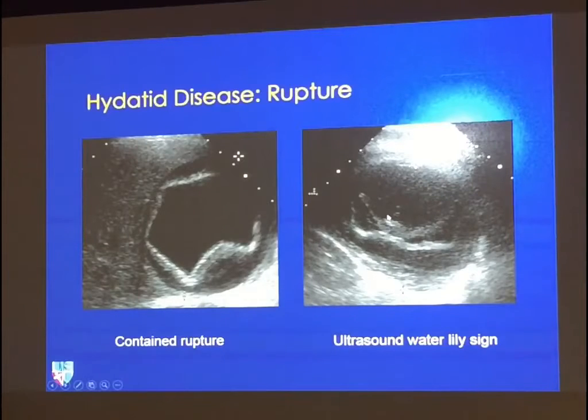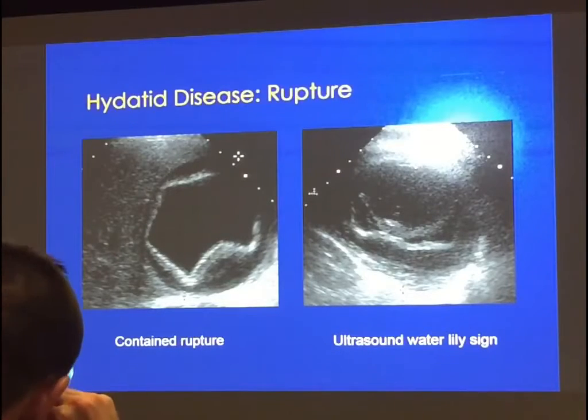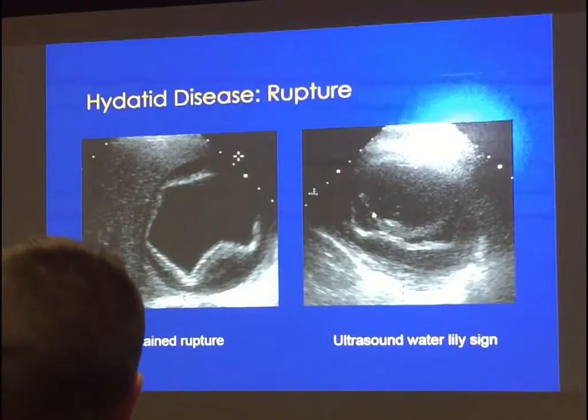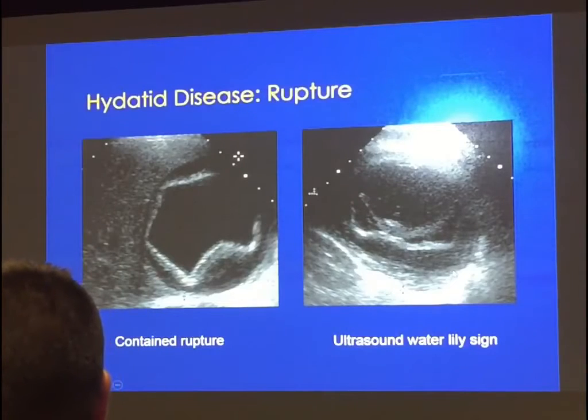Radiologists and pathologists are always trying to come up with descriptors of things. Half the time it's more tricky than helpful, right? So you have to know what a water lily looks like. But this is supposed to be an ultrasound water lily sign of collapsed membranes separating from the pericyst.